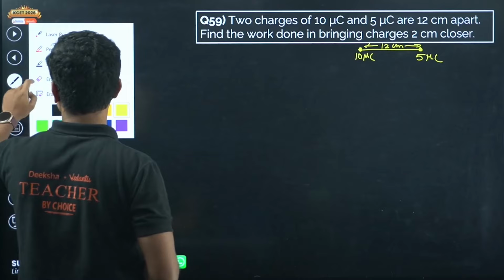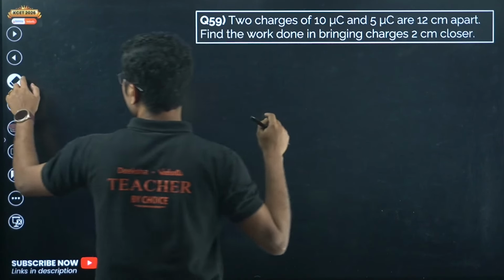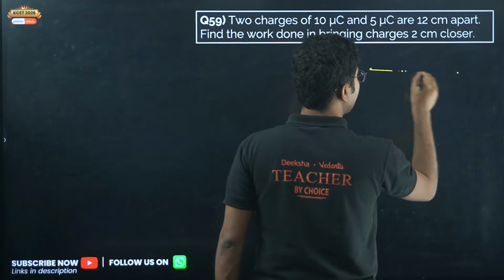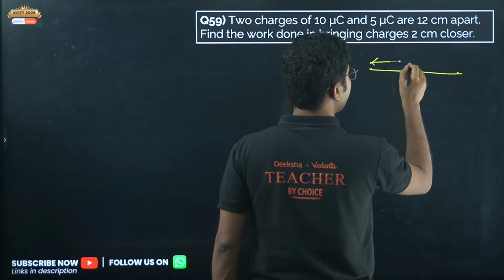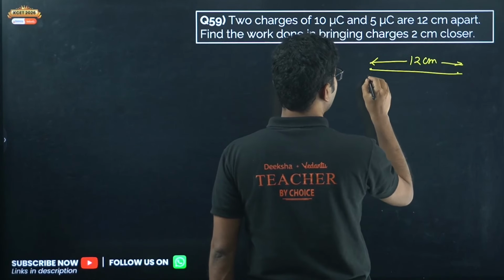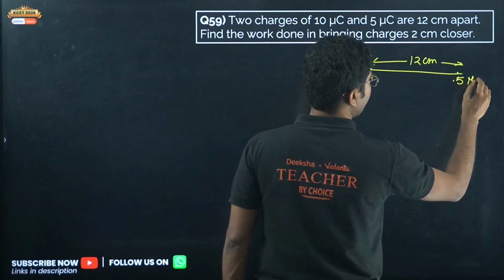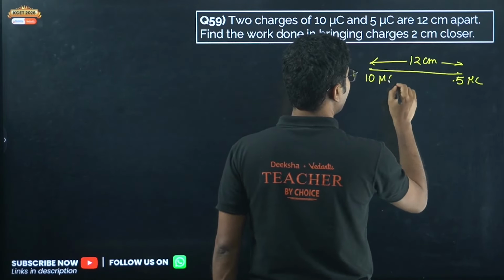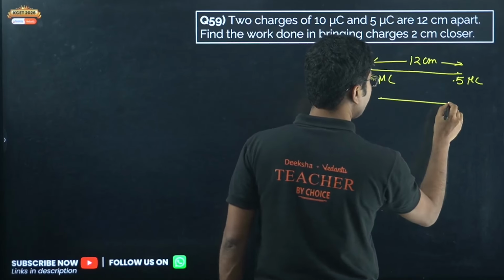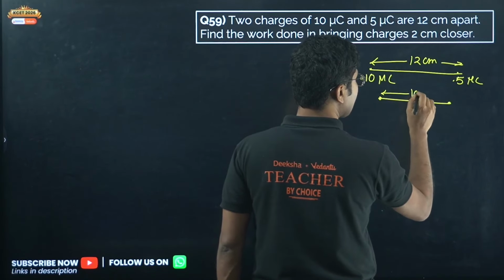Now how to solve this question? Let me draw it a little bit lower. So here we have two charges. The separation is 12 centimeter initially. One of them is 10, another one is 5, both are microcoulombs. Now if you want to bring them 2 centimeter closer, then what will be the new distance between them? The new distance between them will be 10 centimeter.